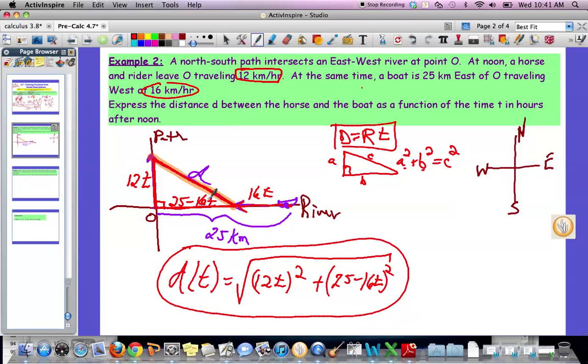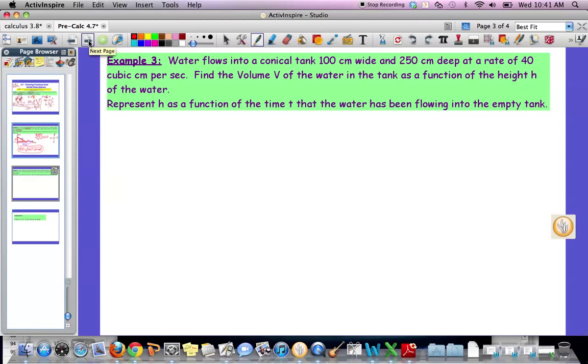So that one, that's a good problem for you to think about because it involves distance formula, it involves right triangles. First one dealt with volume and area. And then the third one I think is going to deal with volume also, but the shape is different. And the third example deals with a cone. It says water flows into a conical tank 100 centimeters wide, that's the diameter, 250 centimeters deep at a rate of 40 cubic centimeters per second. Find the volume of the water in the tank as a function of the height h of the water. Represent h as a function of time t that the water has been flowing into the empty tank.